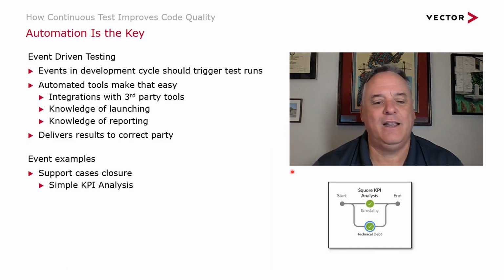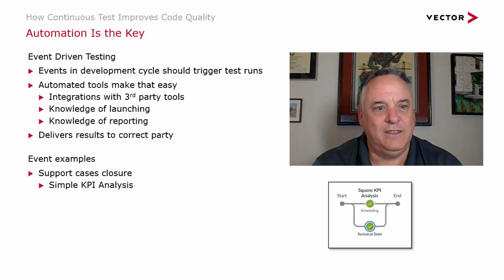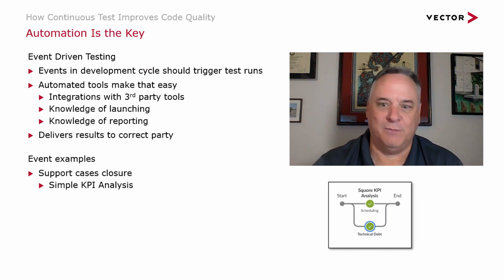Some examples that could trigger some of these: possibly closing a support case. When you close a support case, something probably very simple should happen. We go through the KPI analysis of technical debt and scheduling, to see where we're looking, how's our schedule on fixing bugs.